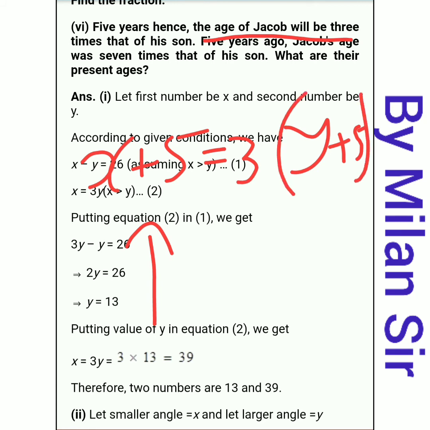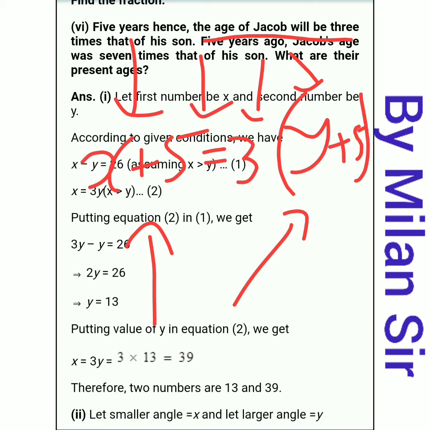3 times means multiplication. So for that I put a bracket here. So 3 times means 3 multiplied by his son's age. After 5 years, Jacob's age x plus 5 is equal to 3 times his son's age, y plus 5. Okay, so this is our first condition.